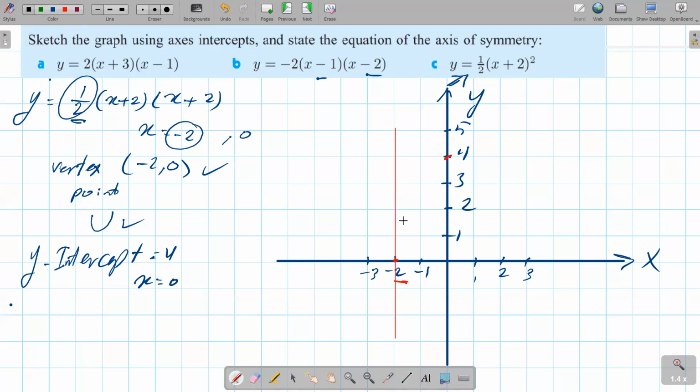Then we can graph our parabola. From -2 it will intersect with 4, and this will be our parabola. Right? Is it clear? Yes. Okay, thank you.